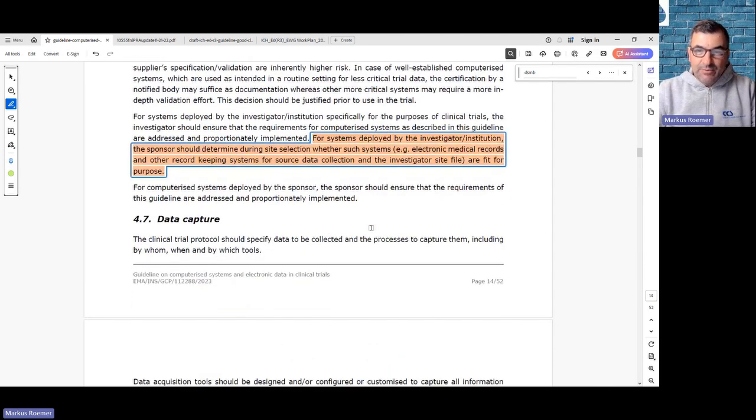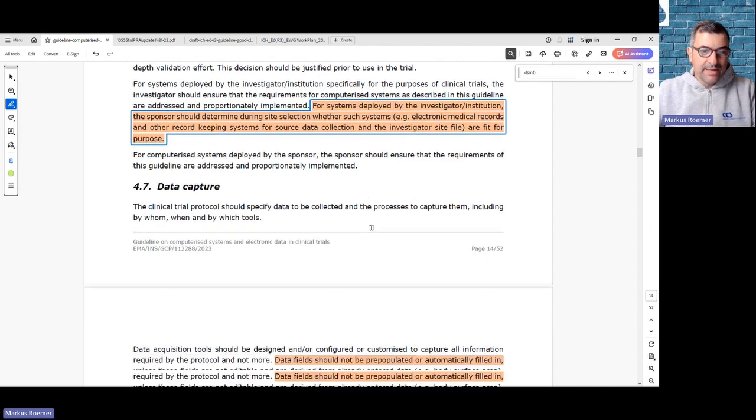For systems deployed by the investigator, the sponsor should determine during site selection whether such systems are fit for purpose. During the site selection already. I have seen customers who signed contracts and later in the audit we found out which systems they want to use and we were not happy about these systems. So do it as soon as possible.